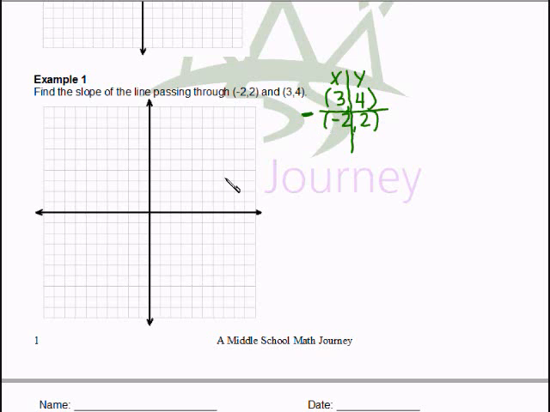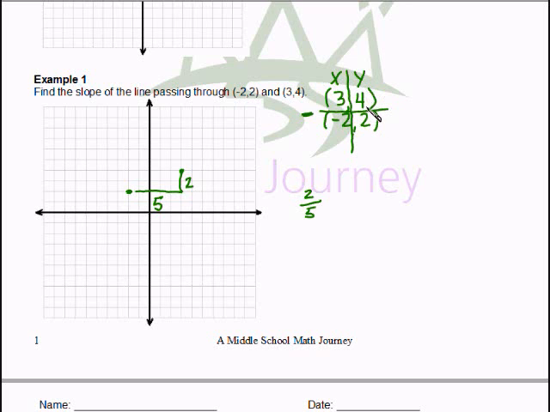I'm going to go ahead and plot these points so you can see them. My first point is -2, 2. To the left 2, and up 2. My next ordered pair is 3, 4. And my answer should be the change of these 2 points. I'm going to the right 1, 2, 3, 4, 5, and I'm going up 2. So when I subtract, my answer should be 2/5. Let's see what I get.